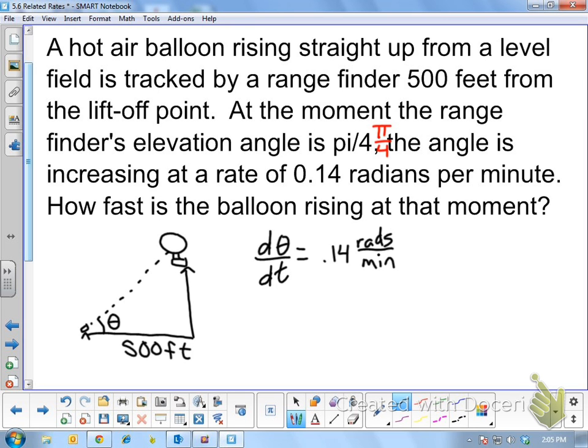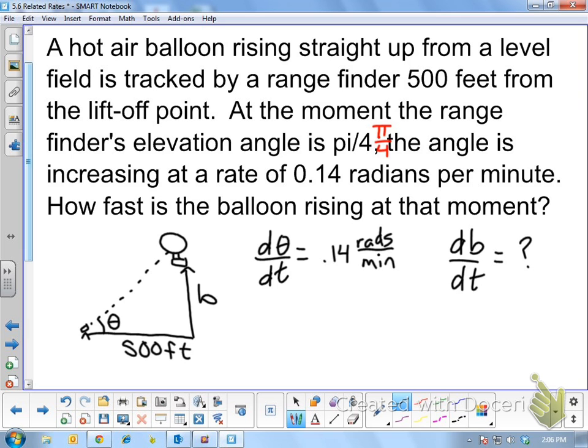So what is it asking us to find? It says, how fast is the balloon rising at that moment? So it's asking for a speed, a velocity of what part of this picture? The balloon. So this piece right here is changing over time. So we need to give it a name. What should we give this as a name? B, okay. So we are looking for dB dt. That's our goal, find dB dt.